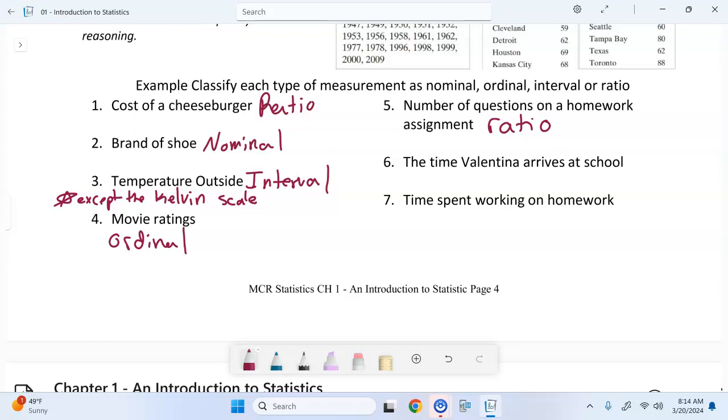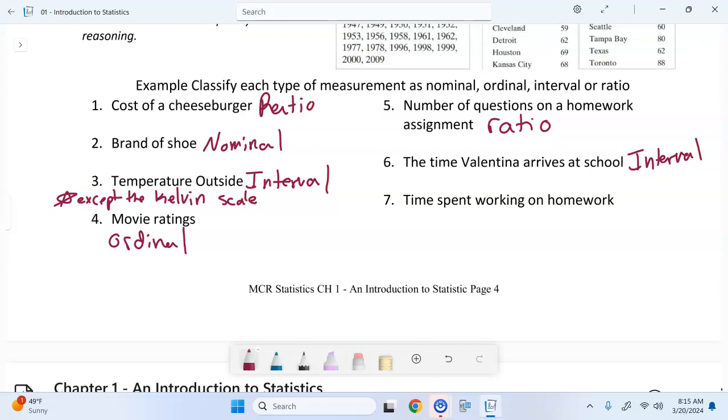The time Valentina arrives at school. It's different every day. Okay, yeah, there's a meaningful difference. And if the time was 0, that would just mean she got here at midnight. Kind of weird, but you know. We got interval. There's a meaningful difference between the values, but 0 does not imply none.